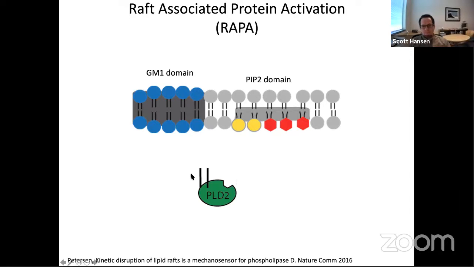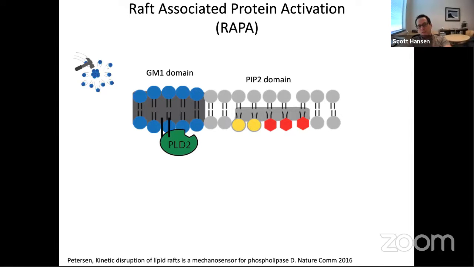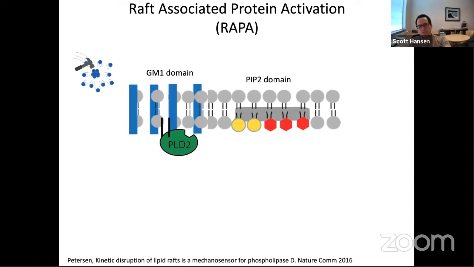And it turns out that it initially goes to PL, and I'm not going to go through all the data on this because it's published, but it turns out that it initially resides in GM1 domains. But if you apply mechanical force, it disrupts those GM1 domains just enough that now the PIP2 dominates. And so the binding affinity of the PIP2 causes PLD to then associate more with PIP2 domains.